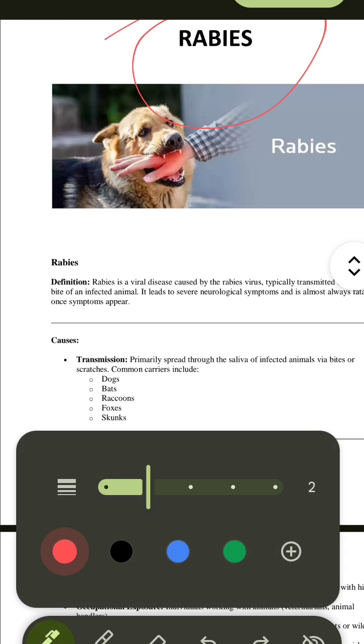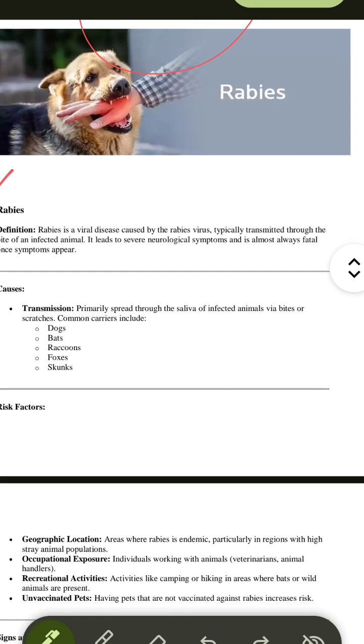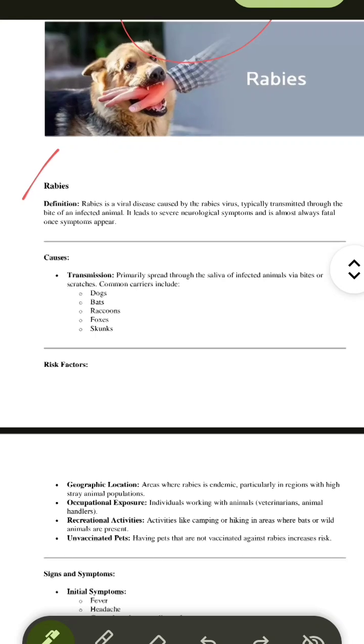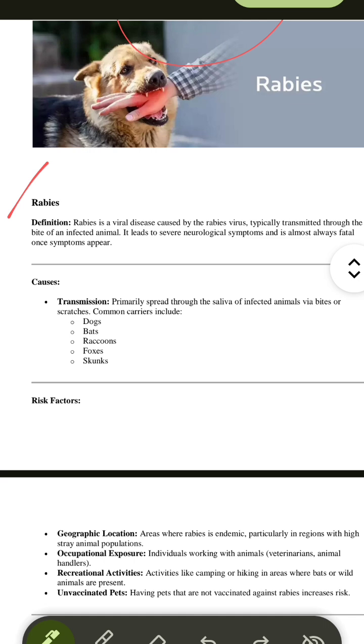Now we'll see the definition of rabies. Rabies is a viral disease caused by the rabies virus, typically transmitted through the bite of infected animals. It affects the nervous system of mammals and leads to severe neurological symptoms, and it is almost always fatal once symptoms appear.